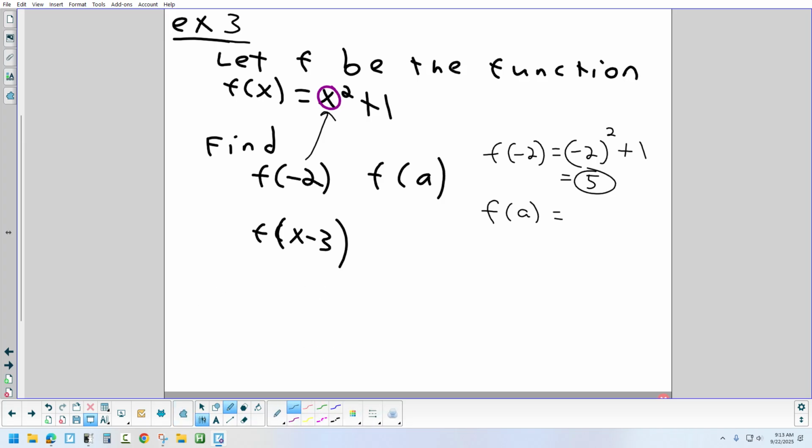What would the formula on the right-hand side look like if I plug in a where the x is? A squared plus 1. That's not one that you can simplify numerically. That's all you can do. It's a squared plus 1. All we did was fill in the a for the x. Any question on that one? Okay, and the last one. Let's do it down.